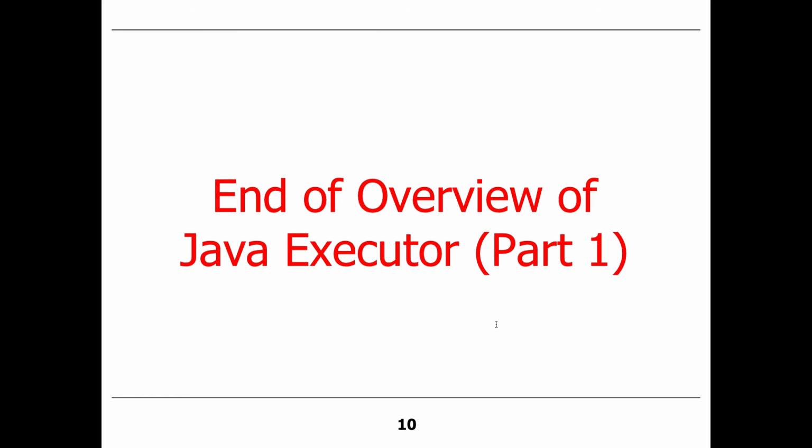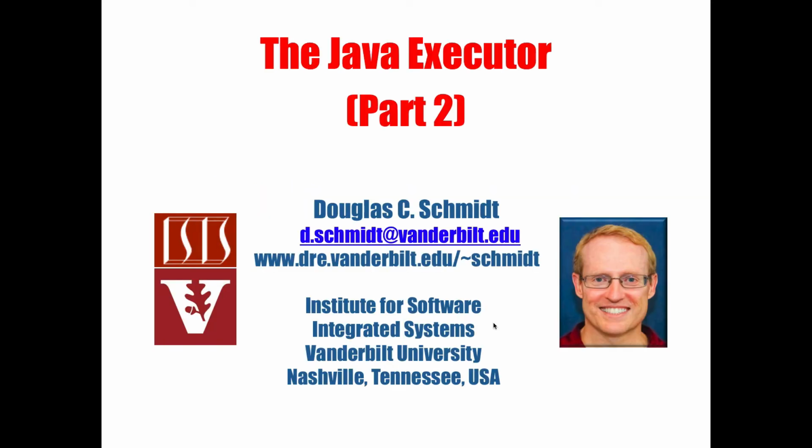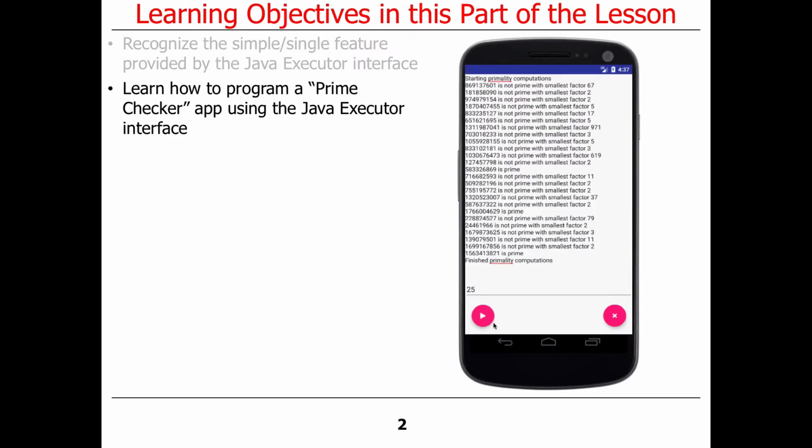So that's just a quick overview of the Java Executor. As you'll see, there's not much to it, so we don't have to spend too much time on the executor because it's very simple. Now that you've learned the ridiculously parsimonious and simple-minded executor interface, let's see how we could actually apply it in practice. We're going to use it to implement a prime checker app. We'll look at this from a number of different points of view as we go through these examples.